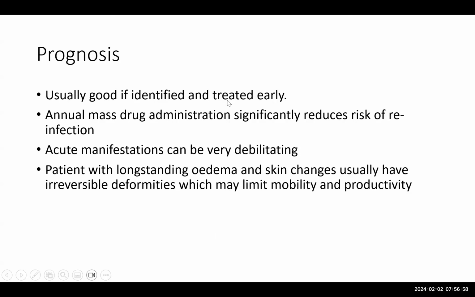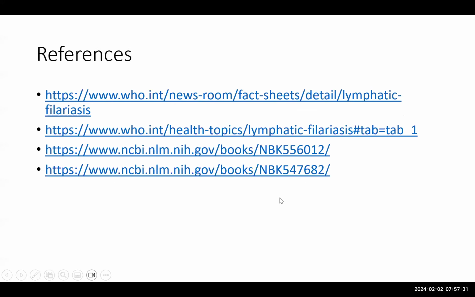Prognosis is usually good if identified and treated early. This annual mass drug administration reduces risk of reinfection. So even if a person is treated, if there's high prevalence in the region, they could get reinfected. Those acute syndromes we spoke about can be very debilitating, and they contribute to loss of income because patients could be bedridden and severely ill for several days or weeks before they resolve. But patients with long-standing edema and skin changes usually have irreversible deformities, which may limit mobility and productivity.